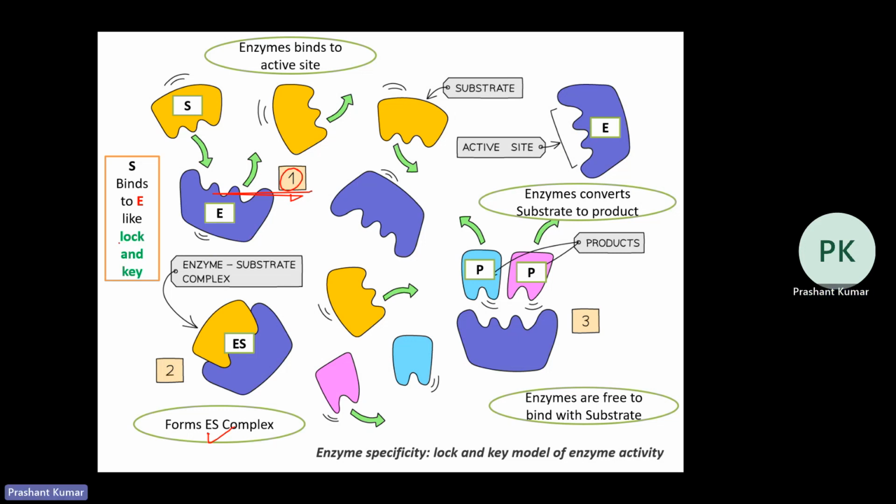So enzyme substrate interaction is like a lock and key. Like for every lock, there is a specific key. In the same way, for every substrate, there is a specific enzyme. It's not like any enzyme will do the reaction. So they are highly specific.